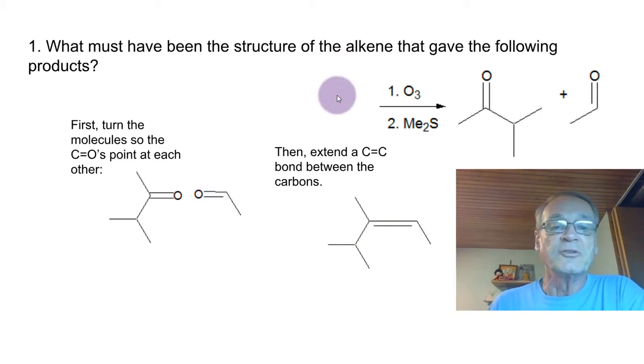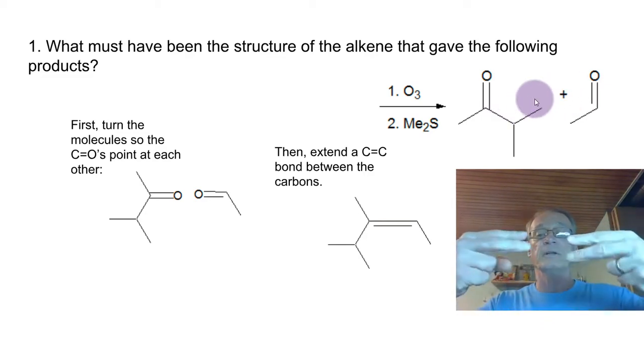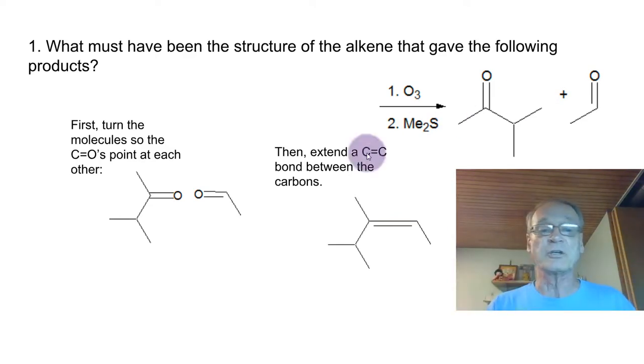So for example, let's say that you have a bottle, and in the bottle is an alkene. We don't know what the alkene is, so we take out a little bit of it, and we react it with ozone, and we get these two molecules from it. That's these two. So how do we figure out what the original alkene was? We're going to take these two molecules and we're going to turn them in such a way that the double bond O's point at each other.